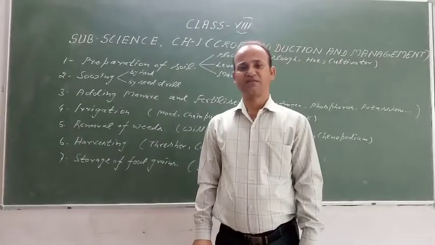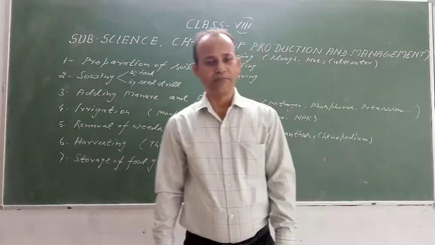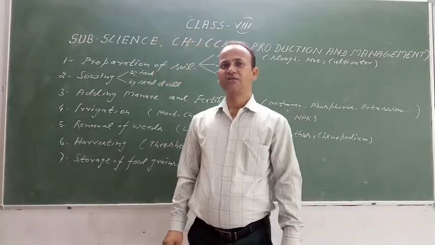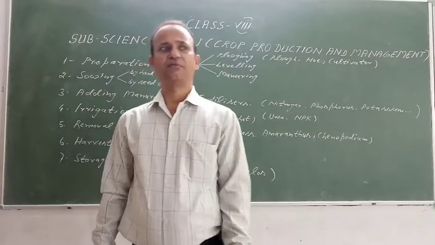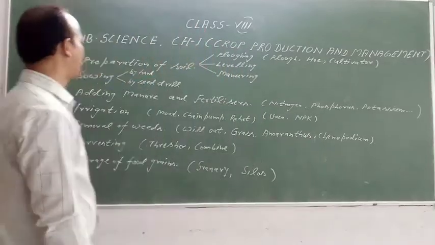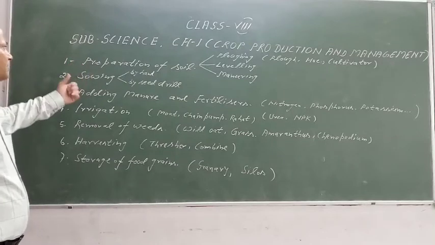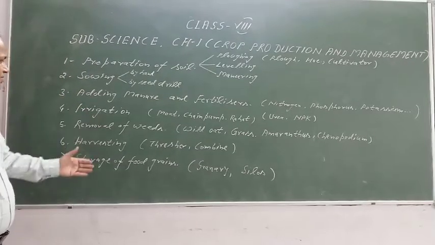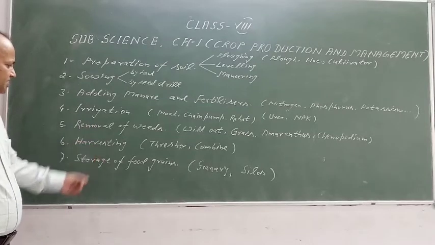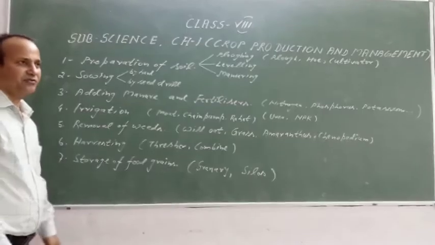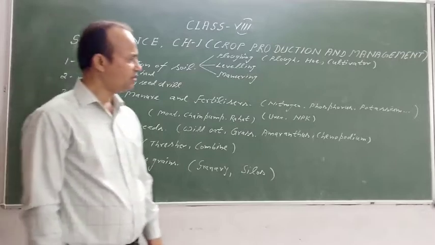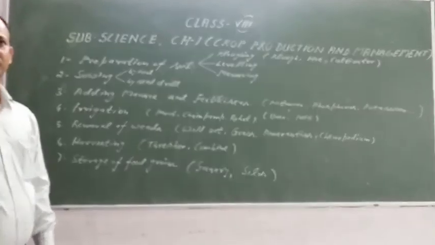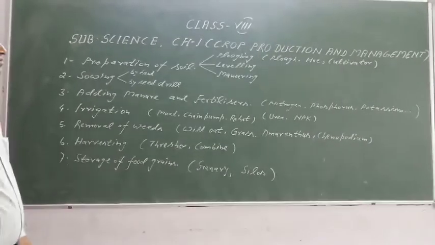Today I am starting the next topic, that is basic practices of crop production. Under this topic we will discuss the following points: preparation of soil, sowing, adding manure and fertilizers, irrigation, removal of weeds, harvesting, and lastly the storage of food grains. These are the systematic practices which are done by our farmers.